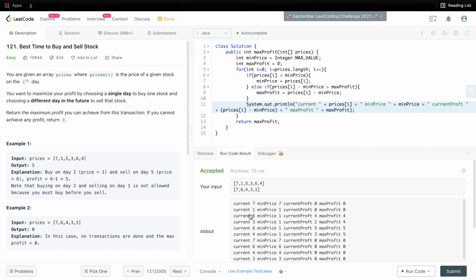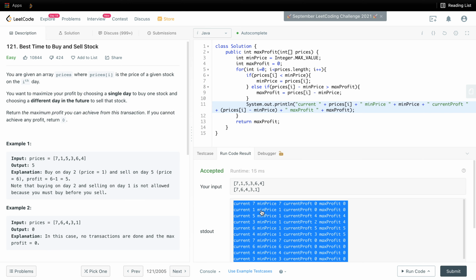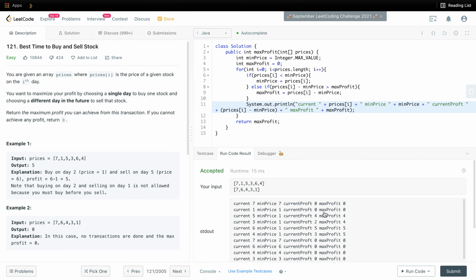Initially our current price was 7 and minimum price was 7, so our profit was 0, maximum profit was 0. And in the next iteration we found a new minimum price, and at that time our current price was also 1, and again our max profit was 0. But in the next iteration of the for loop, our minimum price did not change, but our current price was 5. So 5 minus 1, which is our current profit, 4, and that was also our maximum profit till now.